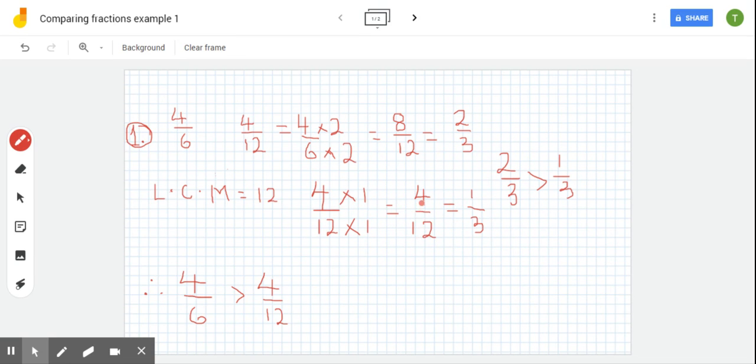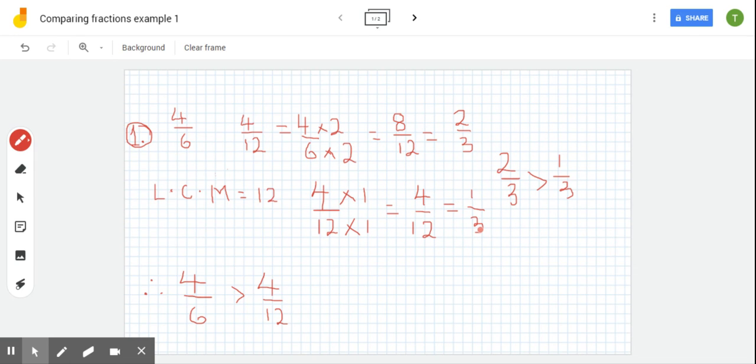Divide it to the lowest likewise. The common factor between 4 and 12 is 4. So 4 divided by 4 is 1. 12 divided by 4 is 3. So we can see that 2 over 3 is greater than 1 over 3.